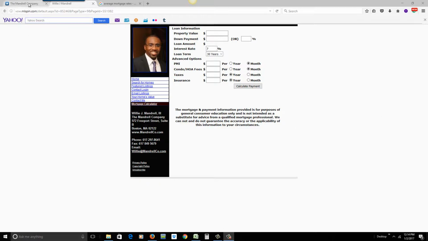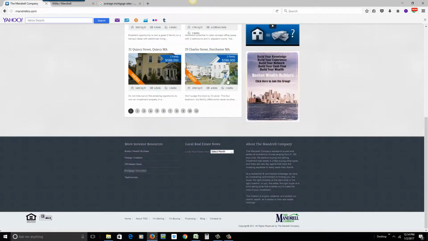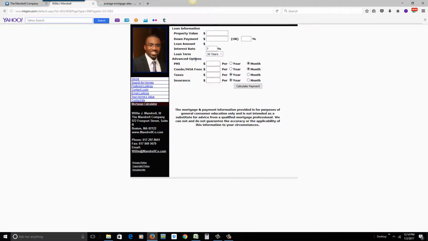This mortgage calculator can be found at the bottom of our website. This is mandrellco.com. Scroll all the way down to the bottom of the page, and one of the resources is the mortgage calculator. It'll bring you to this page right here. Let's assume we're going through a scenario. You are buying a $300,000 home. I'm going to put in $300,000.